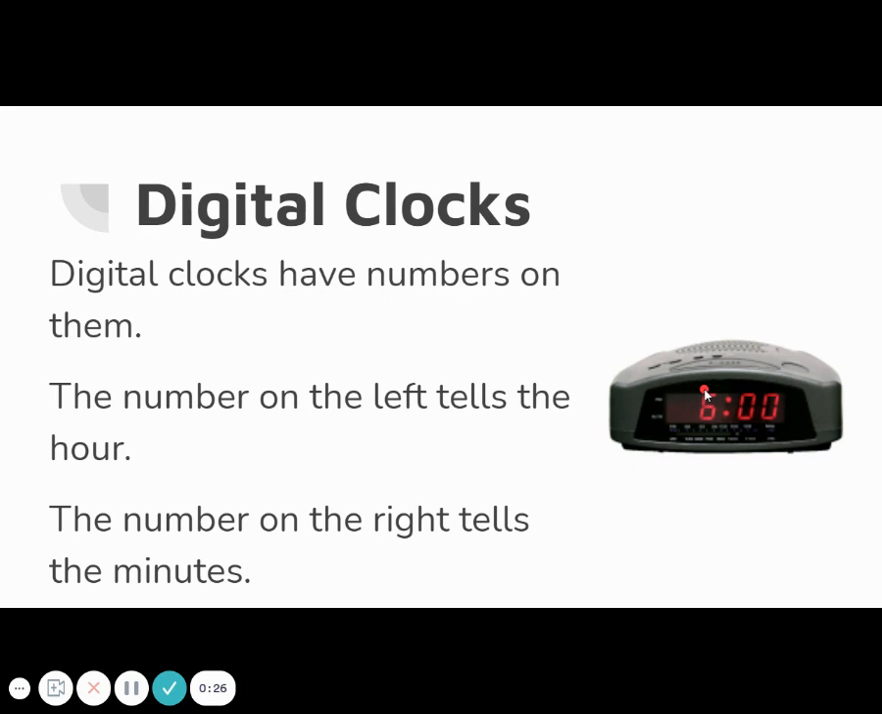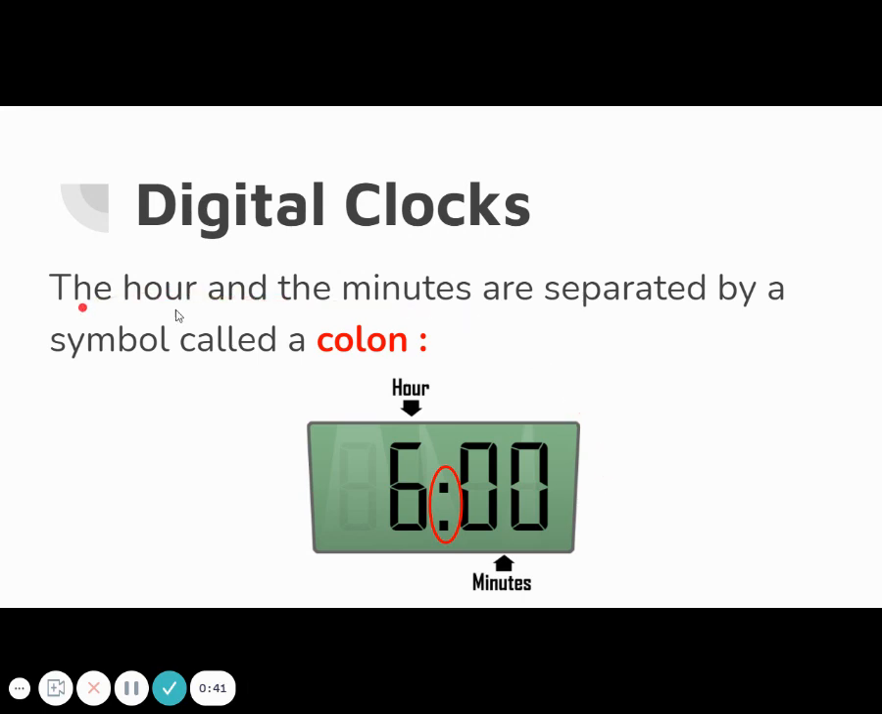Digital clocks. Digital clocks have numbers on them. The number on the left tells the hour, and the number on the right tells the minutes. So remember, this first number is our hour. These second numbers are our minutes. The hour and the minutes are separated by a symbol called a colon. So remember, we learned about digital clocks yesterday, and we know how to tell if it's a digital clock or not.